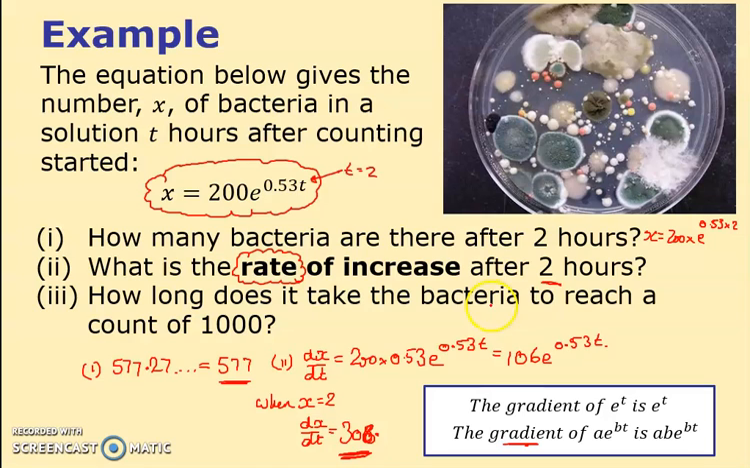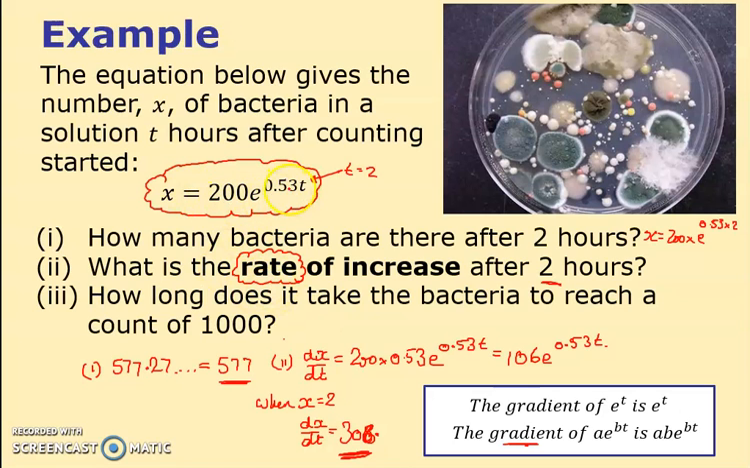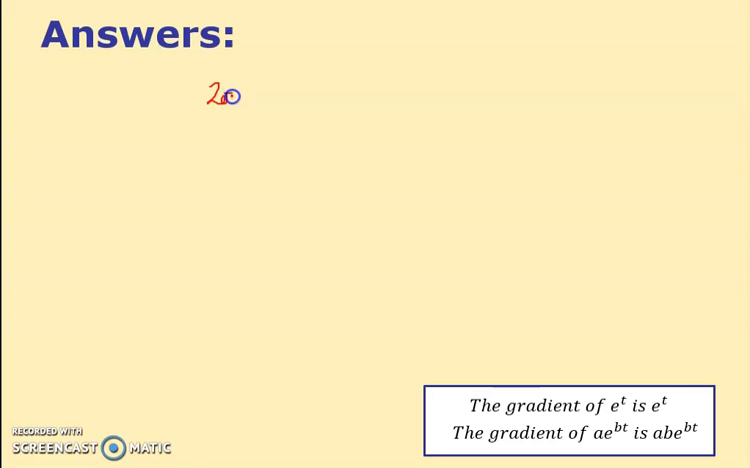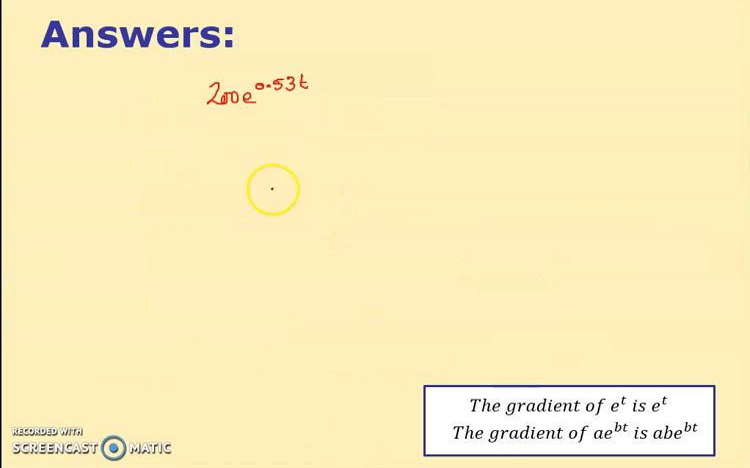Part 3. How long does it take for the bacteria to reach a count of 1,000? Alright, now that's solving an equation. Let's see on the next page. Well, let's see what it was. It was 200 e to the 0.53t. This is how many bacteria I have at any one time. And it says, when will it equal 1,000? So I just set this equation equal to 1,000, and I now have to solve this equation.